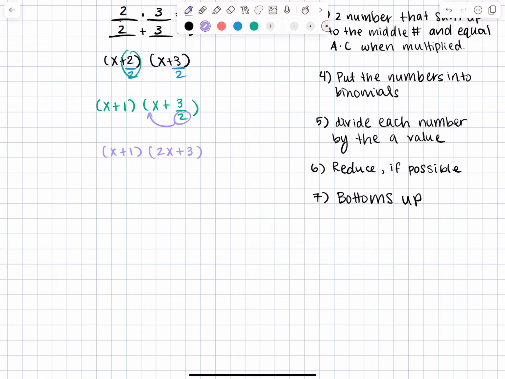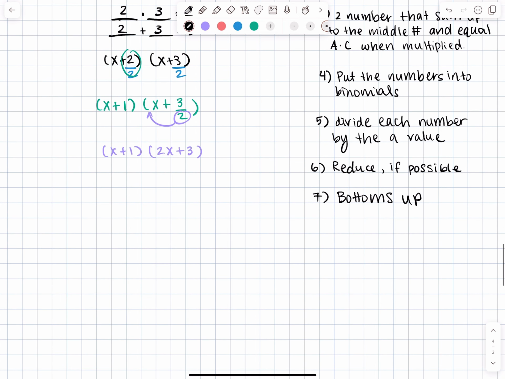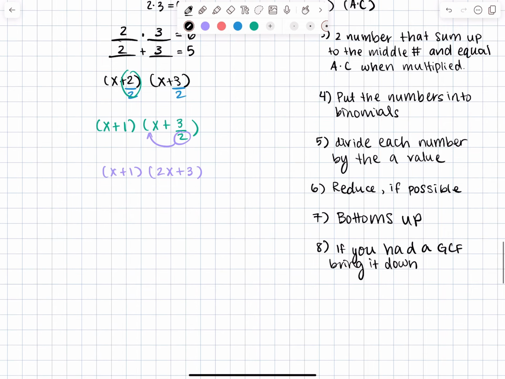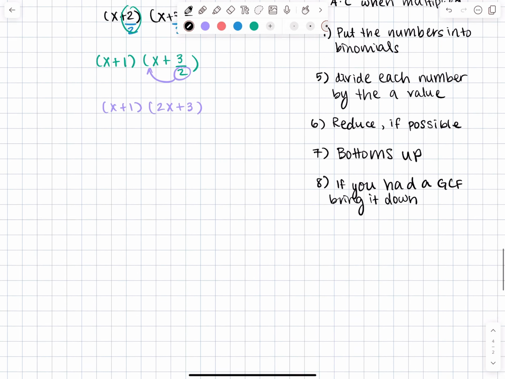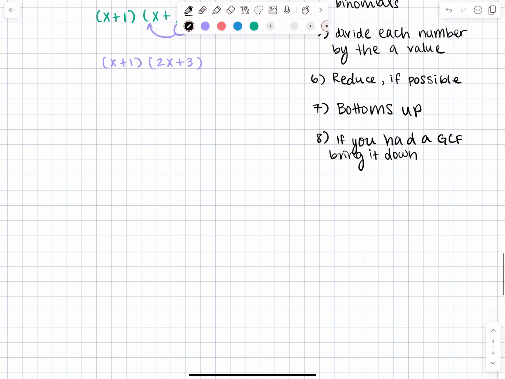And then, if you had a GCF, our eighth step would be to bring it down. We'll look into the eighth step later. We don't have a GCF for this question, so let's take a look at a question where we have a GCF.